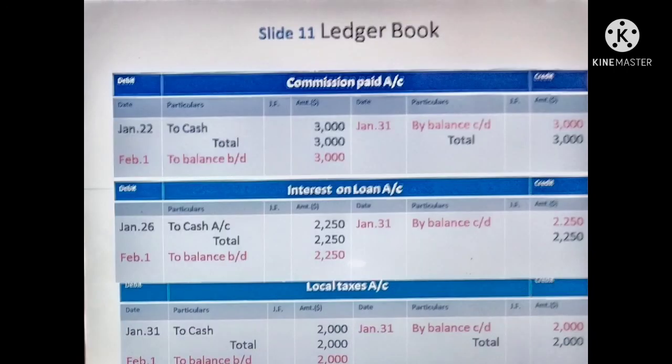In slide 11, there is commission paid account, interest on loan account and local tax account. All the three are nominal accounts representing expenditures, so postings can come only in the debit side. There is no opening balance in either of these because there was no transaction during the period before January 15 affecting these three accounts. In commission paid account, there is one posting in debit side, January 22 to cash $3,000. The same is the balance, it is brought down to February 1.